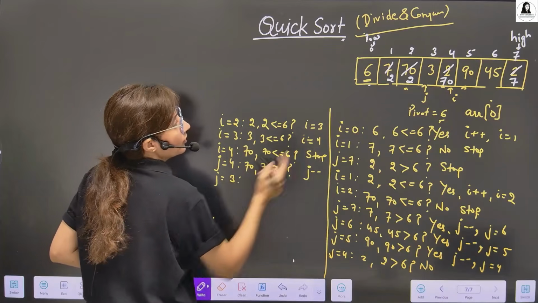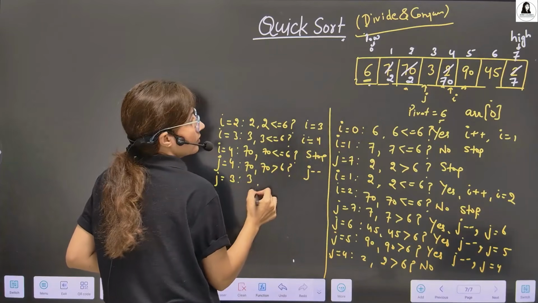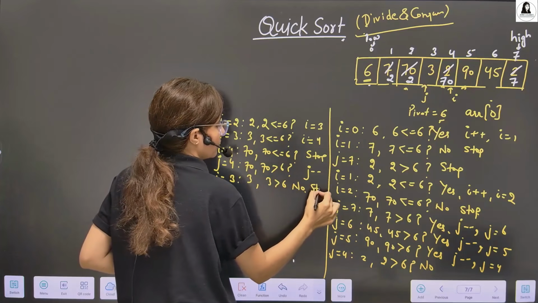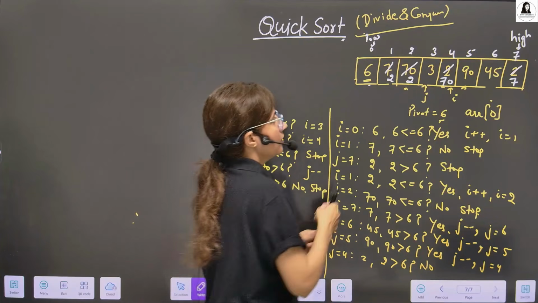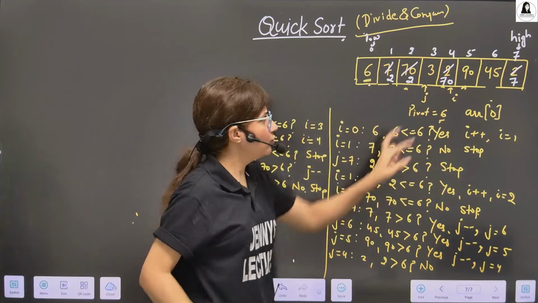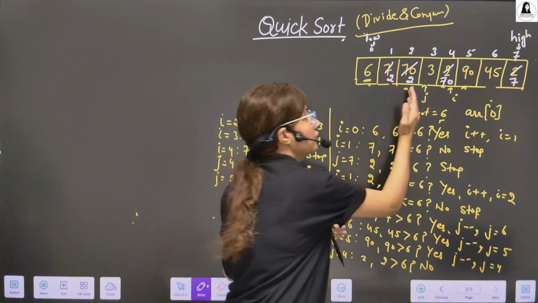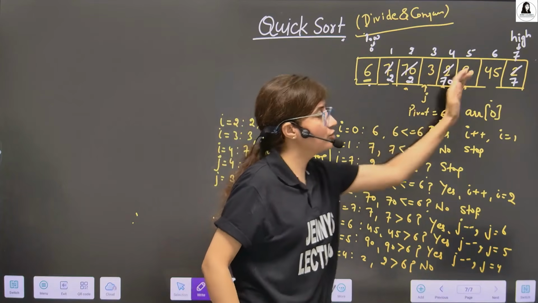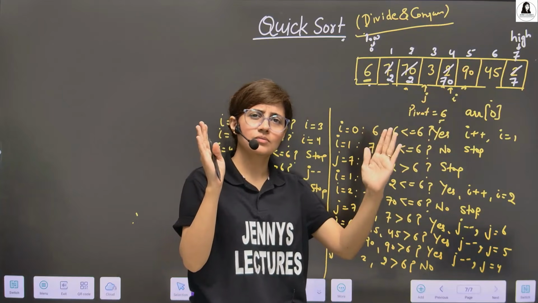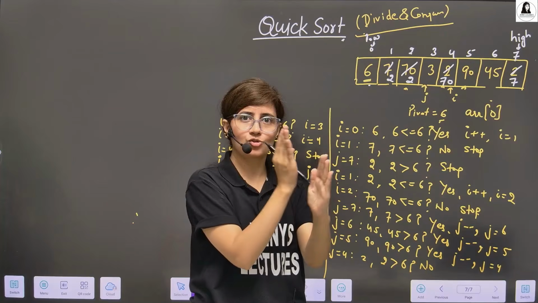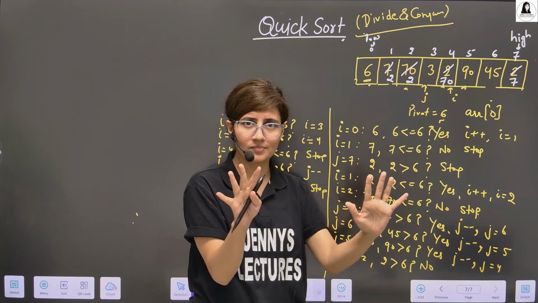J is equal to 3. We have element 3. Is 3 greater than 6? No. Stop. Now I is here, J is here. Do you need to swap now? No. Why? Because we have crossed. I has crossed J means we have checked all the elements. So now don't swap again. No need to swap.